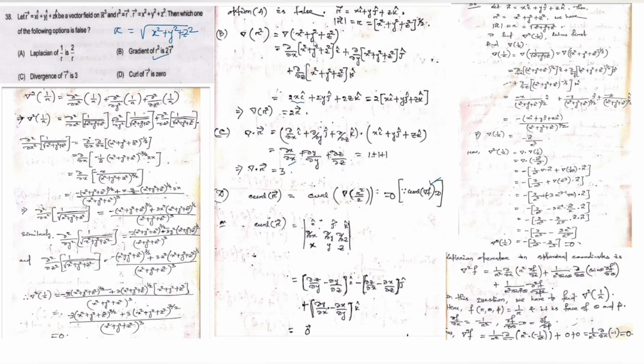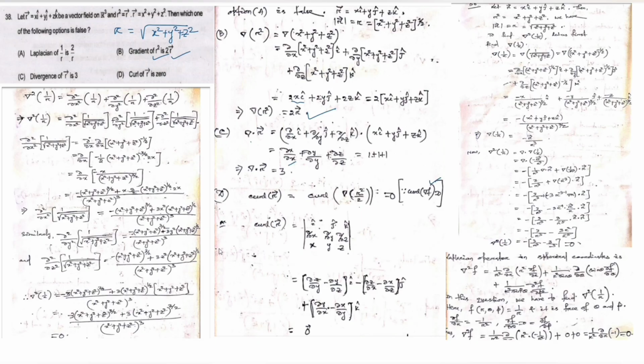the partial derivative of x square plus y square plus z square with respect to y, that is 2y j cap, and the partial derivative with respect to z, which is 2z k cap. So gradient of r square, that is x square plus y square plus z square, is 2x i cap plus 2y j cap plus 2z k cap, which is 2 into r vector. So option B is true. Let us move to the option C, where we have to calculate the divergence of r vector.